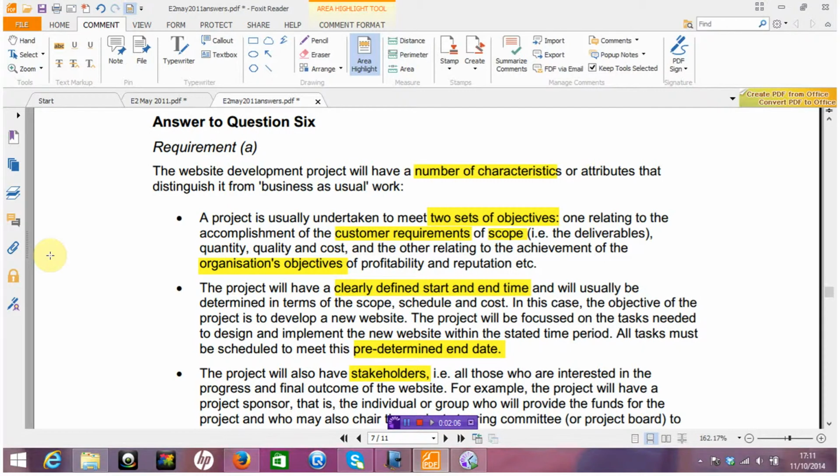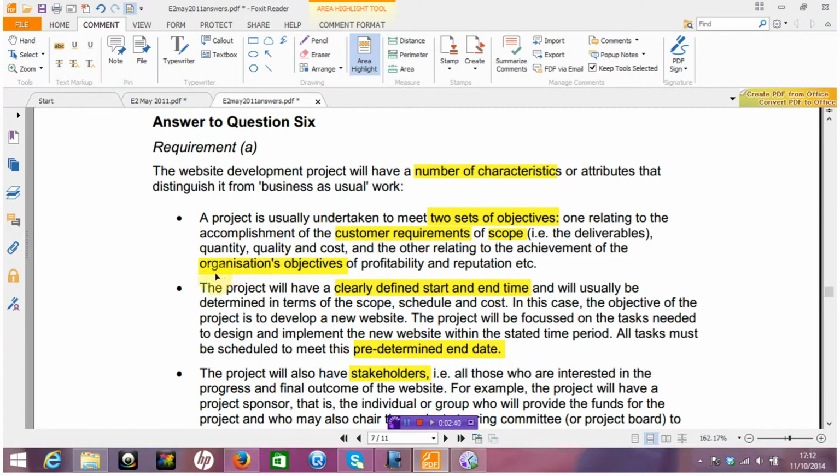So we've got question 6 here. In terms of distinguishing between project work and business as usual or normal work, probably 4 or 5, maybe even 6 points that we've got to make sure we include in our answer. And really the first one is perhaps the most obvious one, that a project is going to have several sets of objectives. We're going to have the requirements relating to the project itself. In other words, I guess, the customer or user requirements of scope and indeed quantity, quality, and cost.